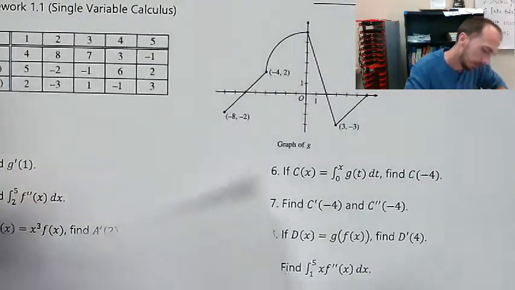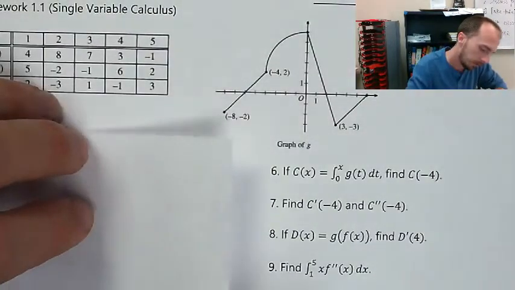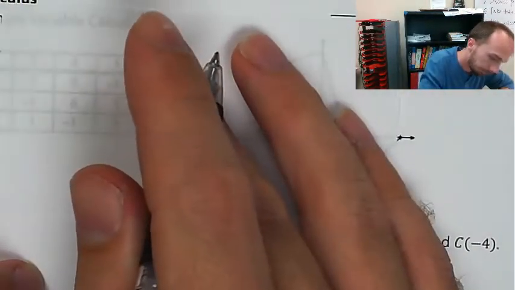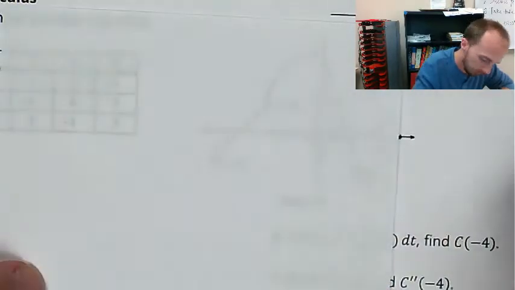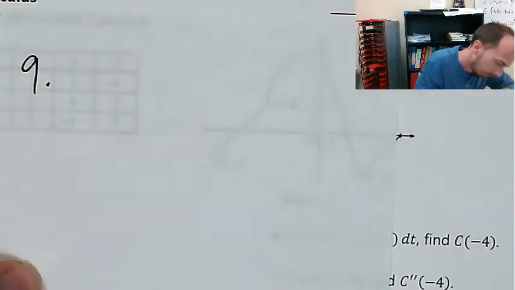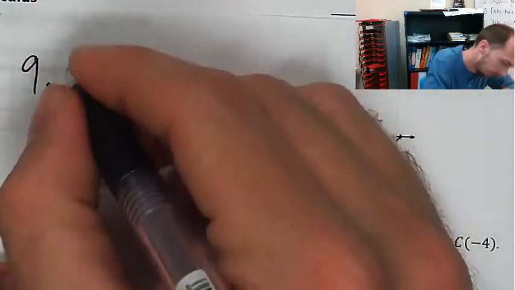All right, number 9. Find the integral from 1 to 5 of x f double prime. Okay, and I might actually, because this one's going to require a little more algebra, I'll go back to the table in a second. Okay, so what's this one? Number 9. The integral from 1 to 5 of x f double prime.